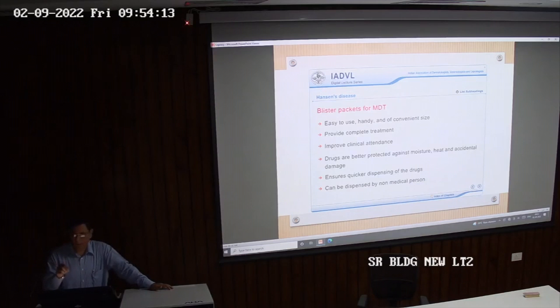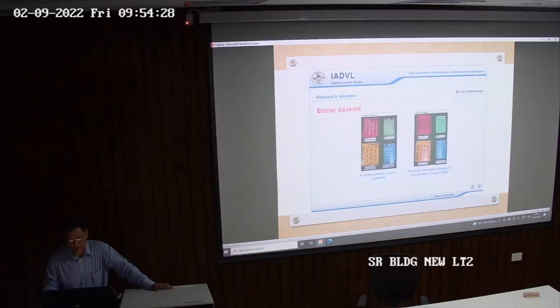So days are written and number is written. Similarly, we get these packs so the patient doesn't miss even for a single day. Improves clinical attendance. He has to come every month to take the treatment. Drugs are better protected against moisture, ensure quick dispensing of the drug. So these are the blisters that we have in our department.